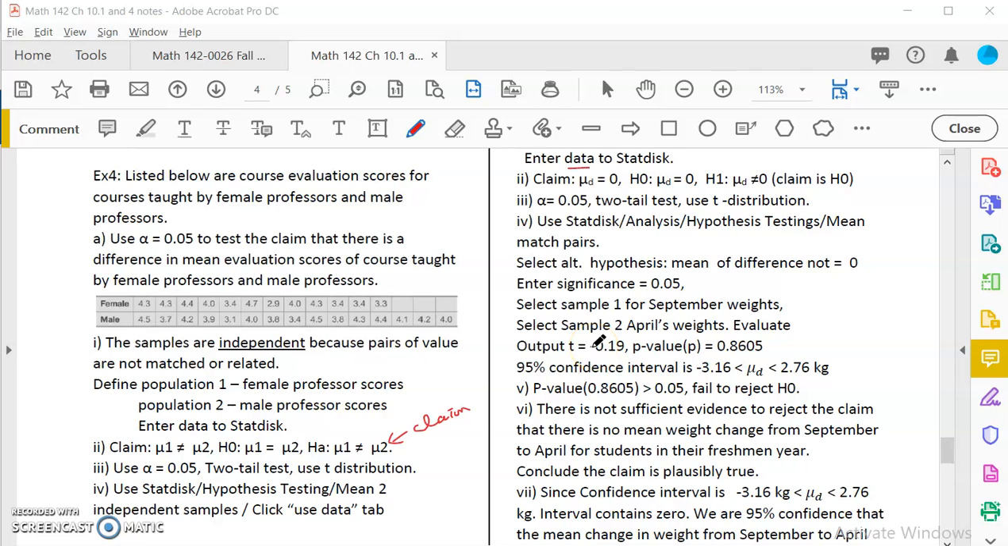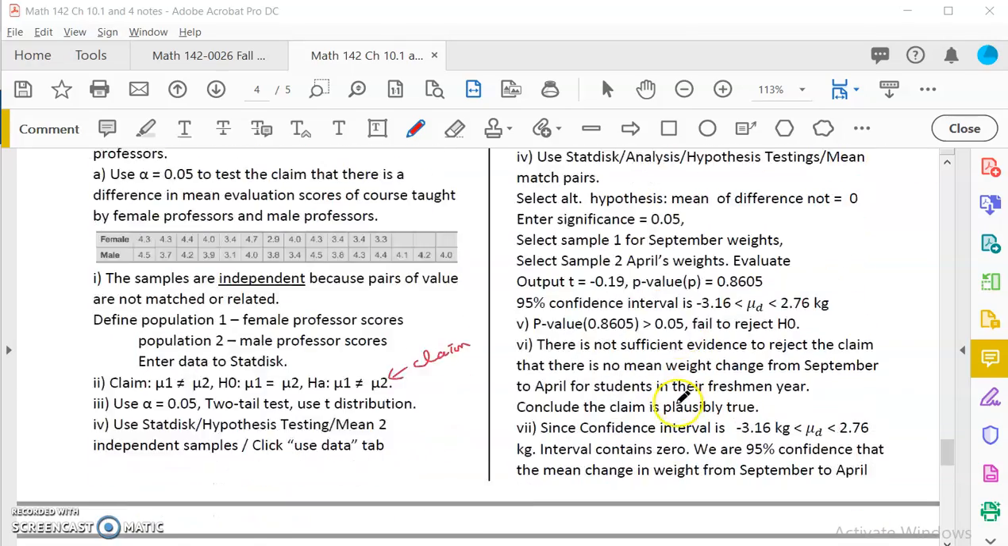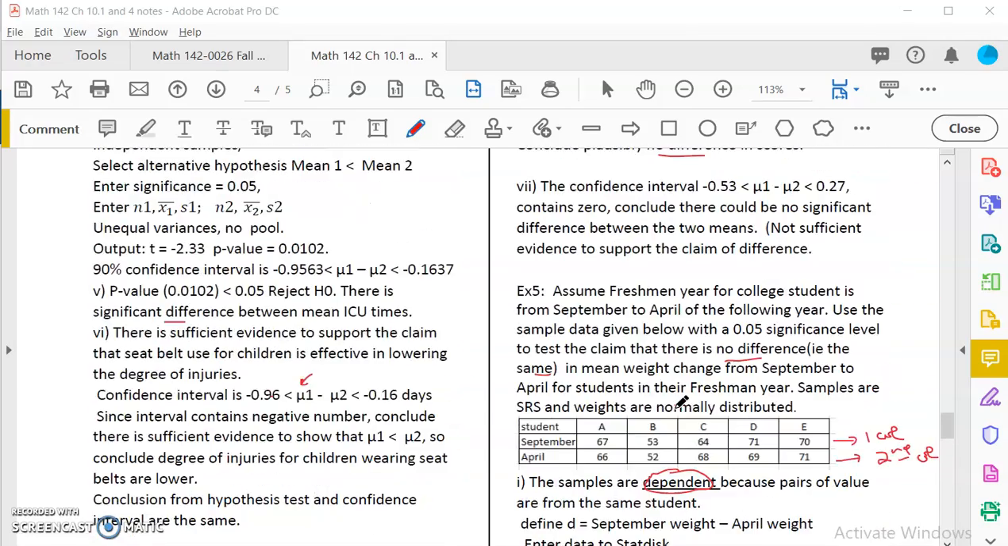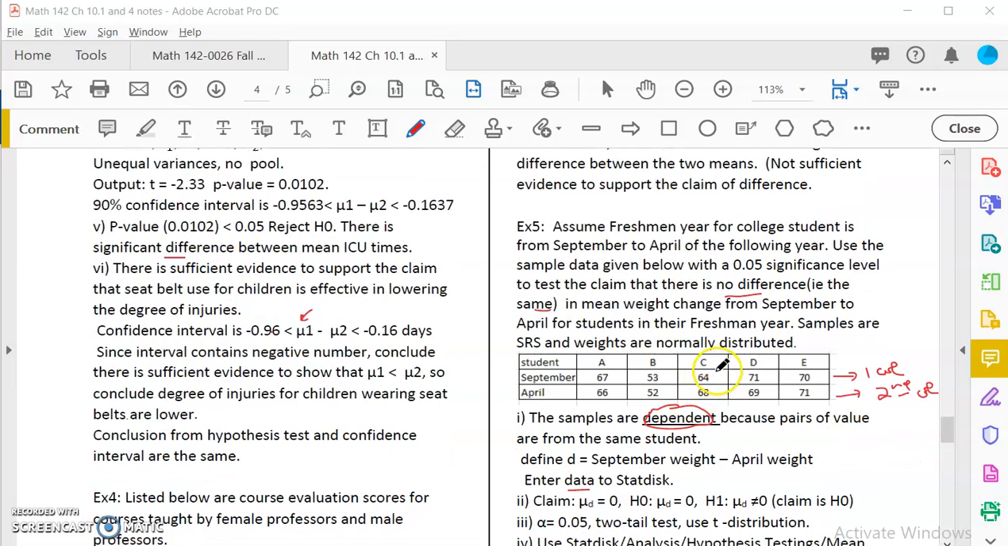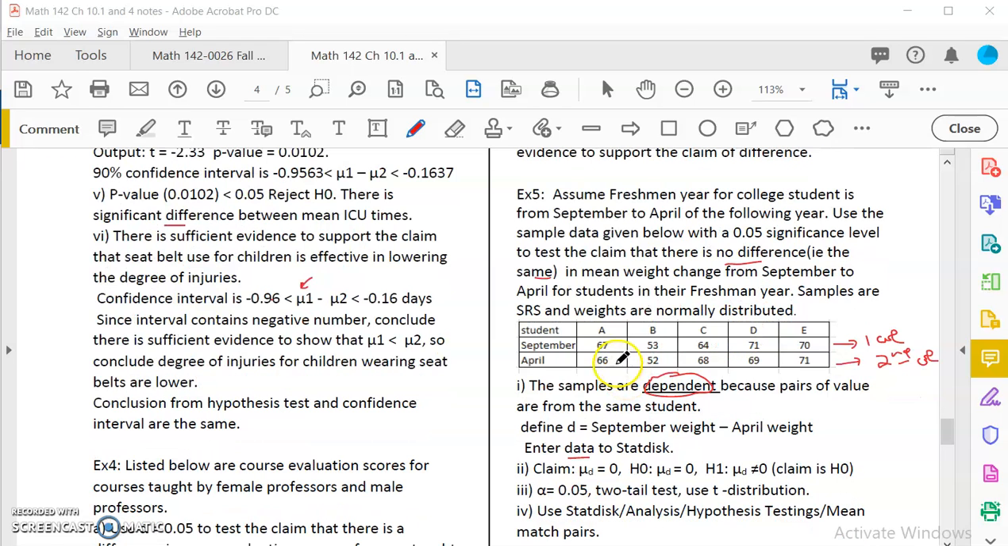Hello, statistics student. This video is still for chapter 10.1 and 10.4, comparing population mean by independent as well as matched pair samples. And we were working on example 5, about comparing weight gains, or whether there's a weight gain for students from September to April.